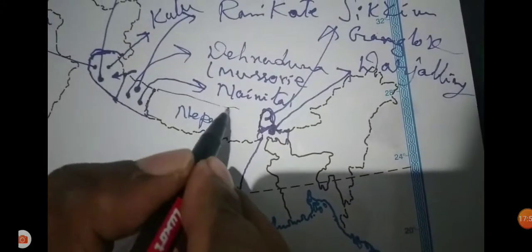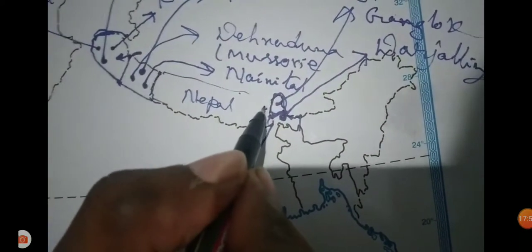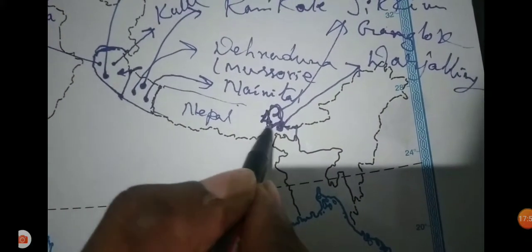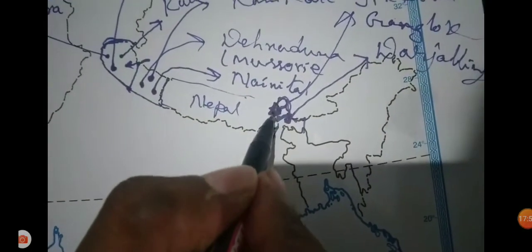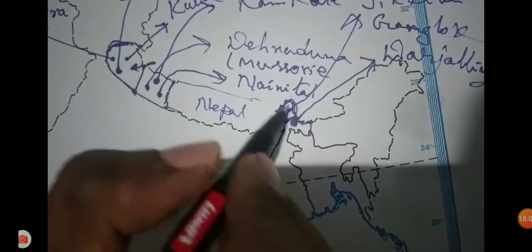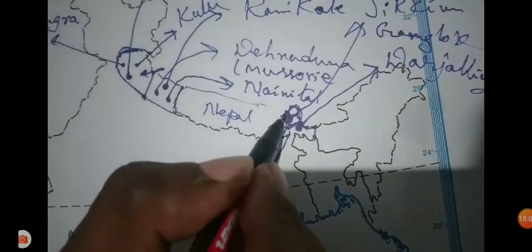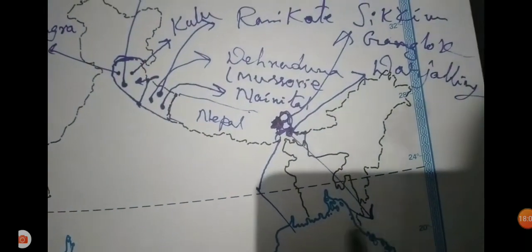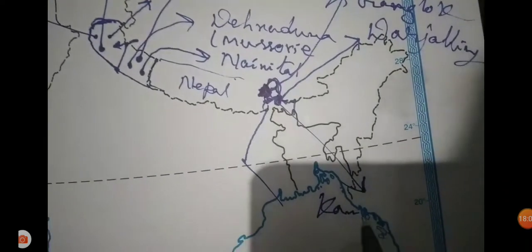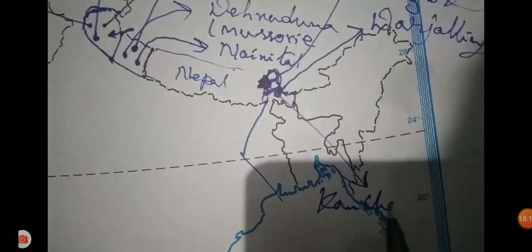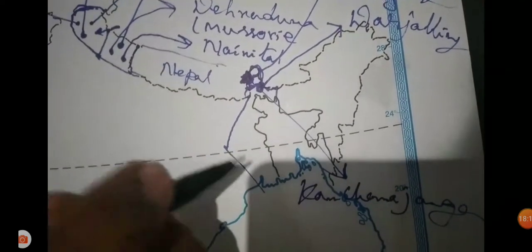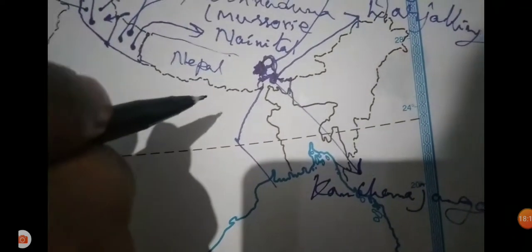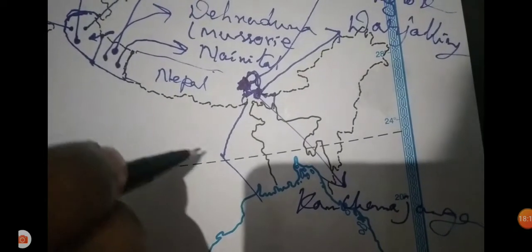Next, the highest mountain in India is located in Sikkim. Kanchenjunga. Kanchenjunga is the second highest mountain in the Himalayas, and the highest mountain in India.